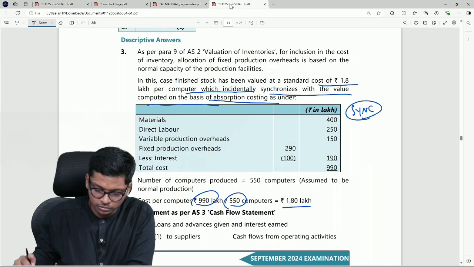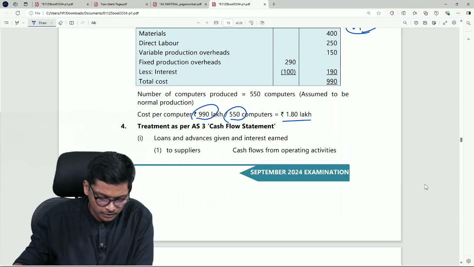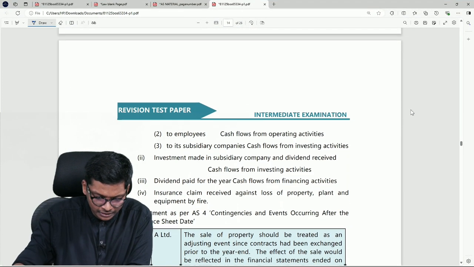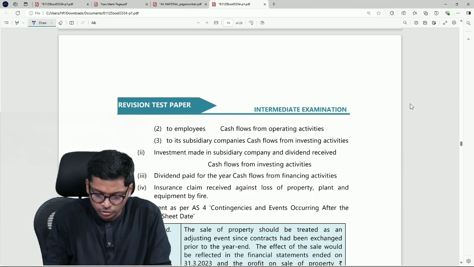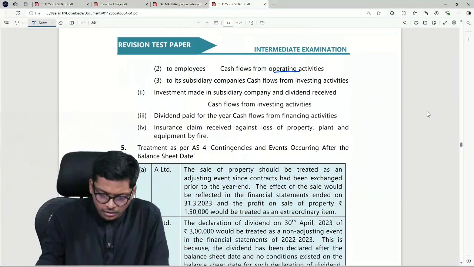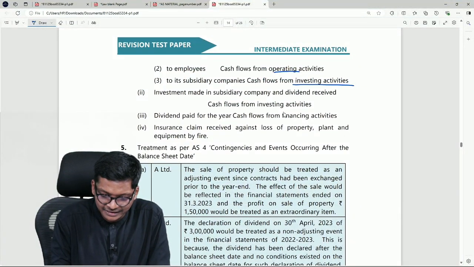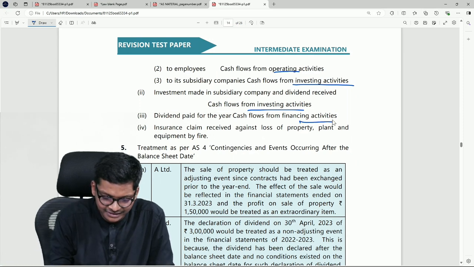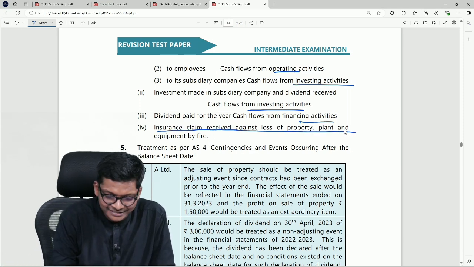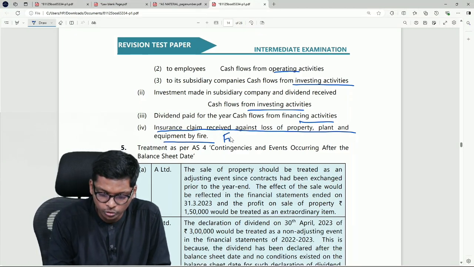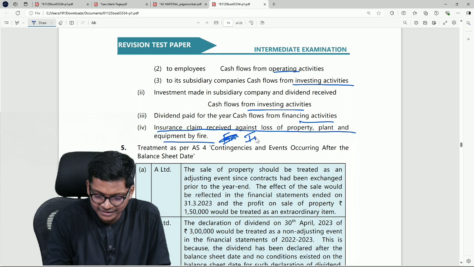If we go down, okay, they have not given the answer over here. Rest are correct. Operating to employees. Here also, to its subsidiaries, investing activity. Then this also is an investing activity. Dividend paid is financing. They have repeated the question, guys. Okay, no problem. This also is, sorry, this is an investing activity.